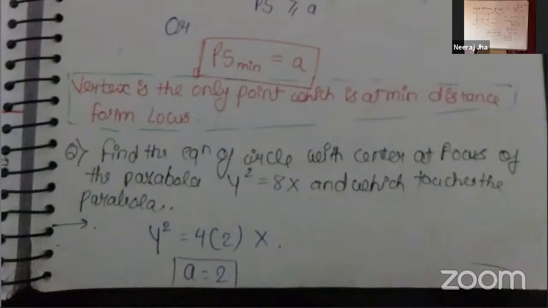Now solve the next question. Find the equation of the circle with center at the focus of the parabola y square is equal to 8x and which touches the parabola. Please understand this point, that the point which is at the minimum distance from the focus is the vertex. Do it.